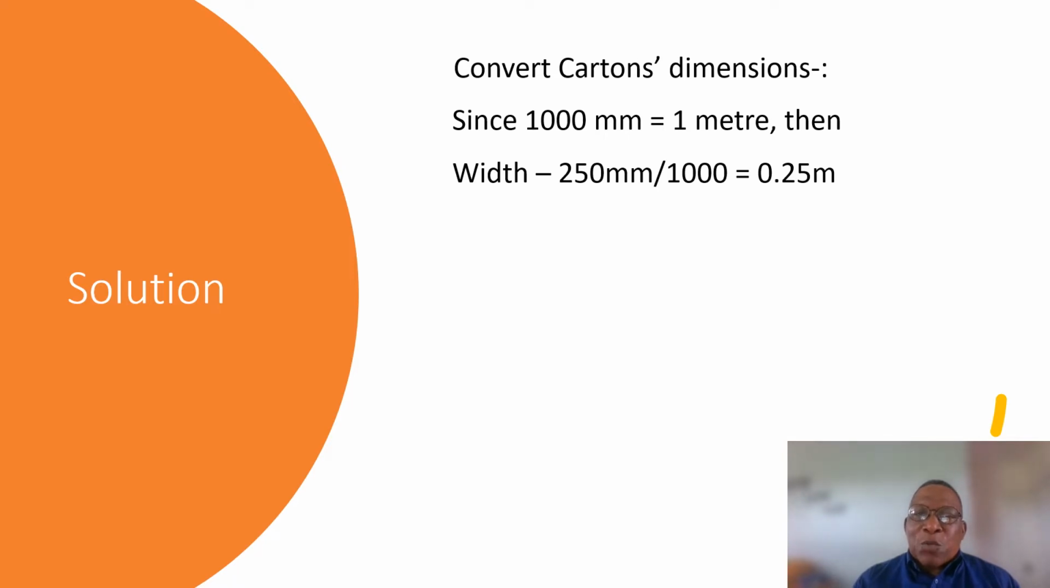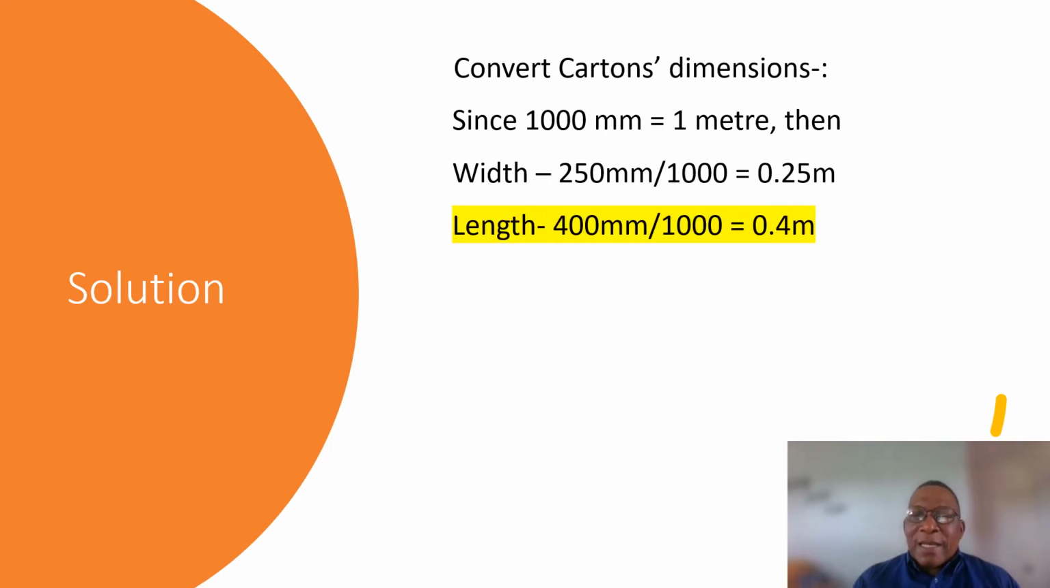So we were told that the width of the carton is 250 millimeters, and since 1000 millimeters equal 1 meter, we will divide this 250 millimeters by 1000 and we get 0.25 meters. For the length, it is 400 millimeters. We also divide that by 1000 to get 0.4 meters. For the height, it is 150 millimeters. We divide again by 1000 and we get 0.15 meters.